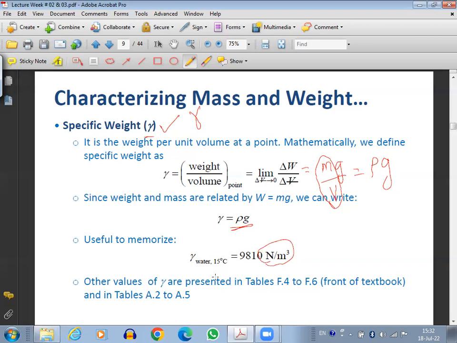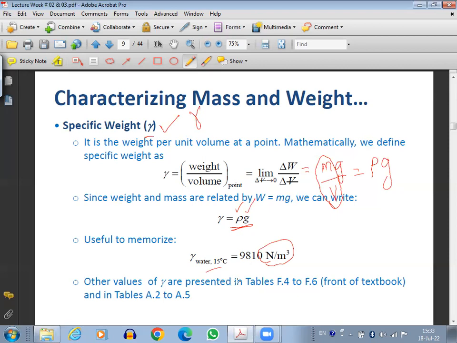Okay. When we're talking about water, I told you to memorize the density of water. How much is the density of water? 1000. So 1000 is the density of water. What is the value of g? 9.81. It's fixed. Acceleration due to gravity. So what will be the value of gamma of water? It will be 1000 multiplied by 9.81, so 9810 Newton per meter cube.